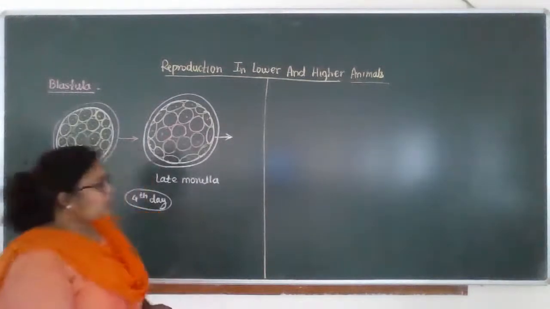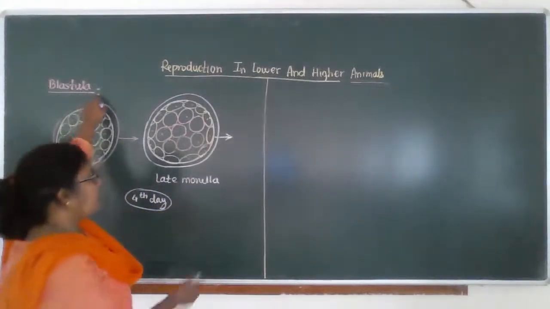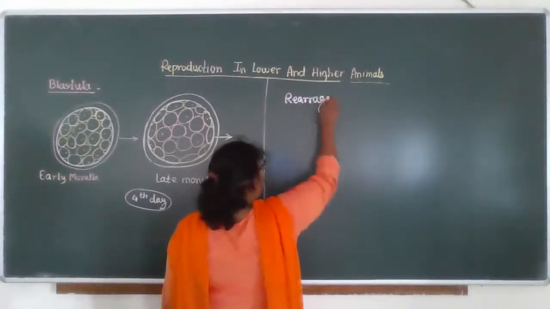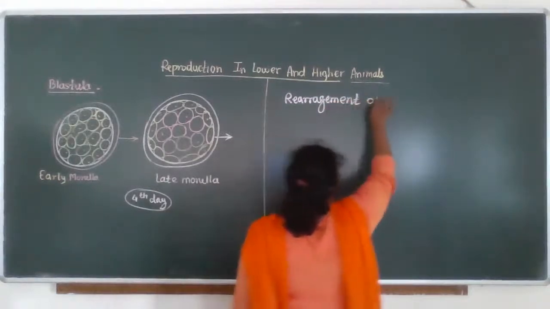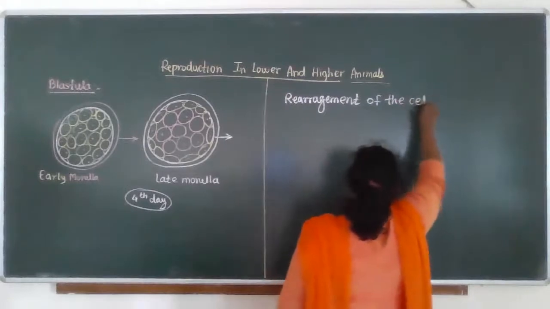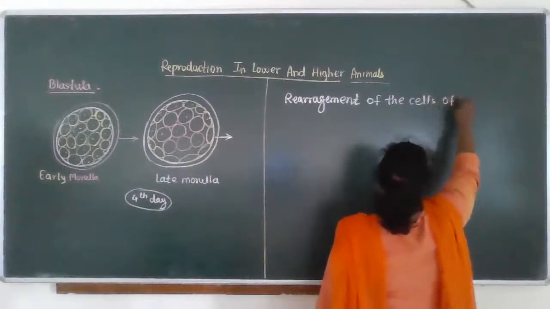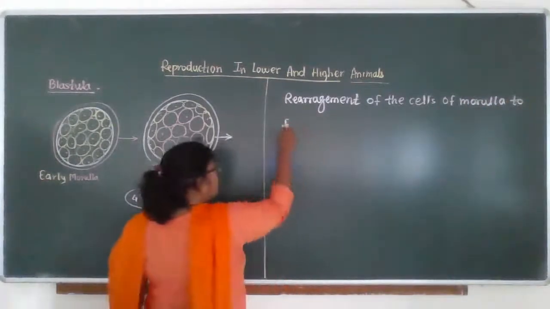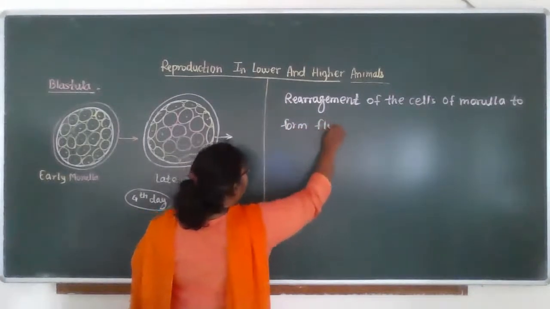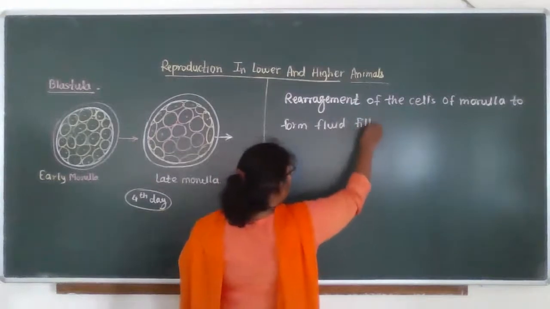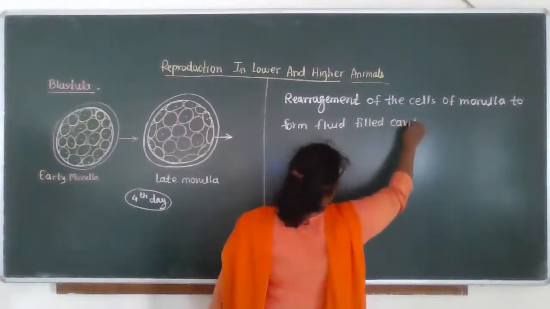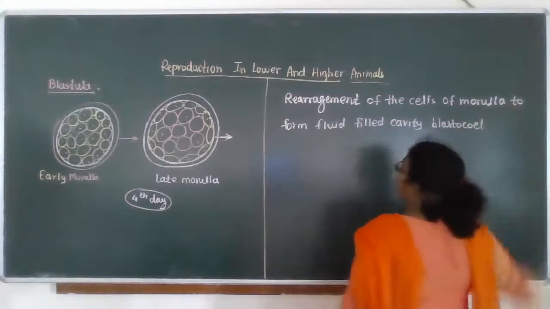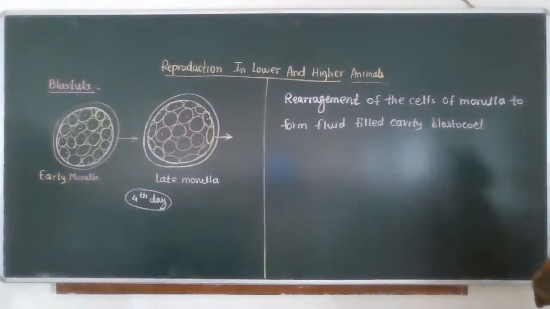So now we are defining the blastula. I'm trying to explain the definition of the blastula. The blastula is the rearrangement of the cells of morula to form a fluid-filled cavity, the blastocyst, called a blastula.